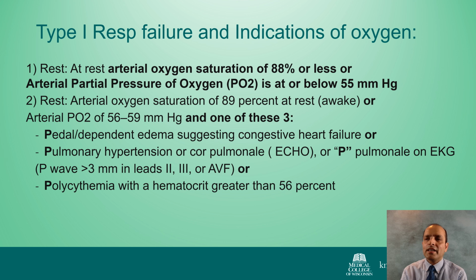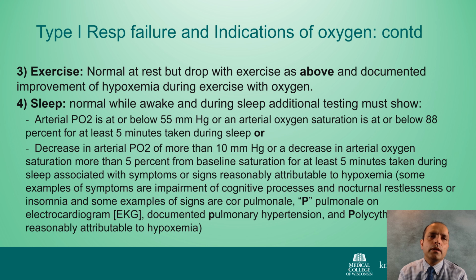So the numbers we are talking about here are 56, 57, 58, and 59. If somebody has features of chronic hypoxemia, they qualify for oxygen even with higher numbers, which is 56 to 59. Sometimes people drop their PO2 with exercise; as long as their hypoxemia improves with oxygen supplementation, they qualify for oxygen. And for sleep, if you have a patient whose arterial PO2 is below 55, they will qualify for oxygen.